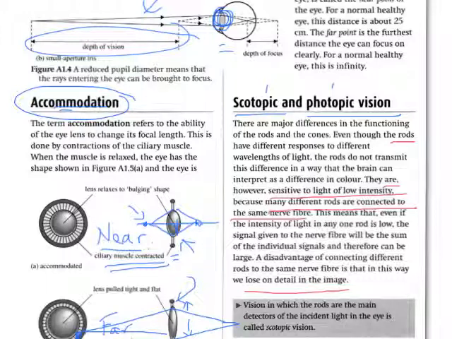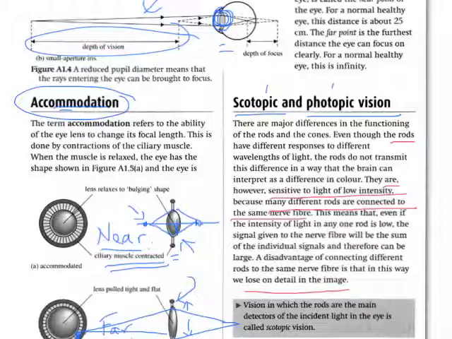Here I've highlighted the important points. Rods are sensitive to light of low intensity. So light does not have to be bright in order for you to receive information from the rods. In fact, many different rods are connected to the same nerve fiber. So even if each individual rod is picking up a very small amount of light energy, it will accumulate in that nerve fiber.